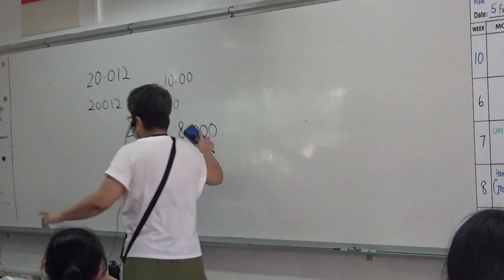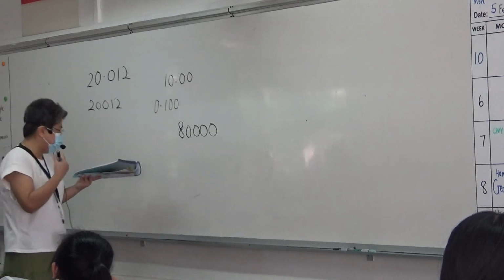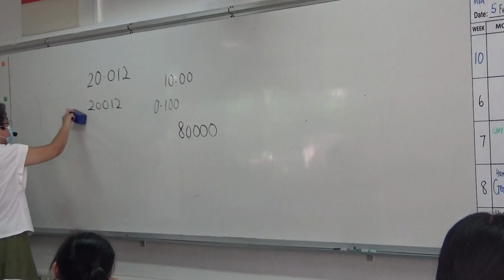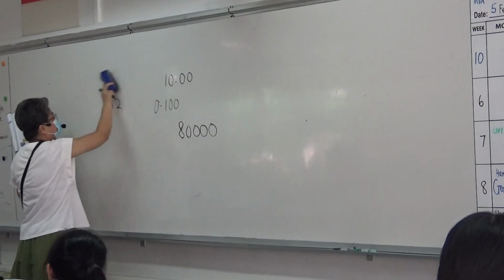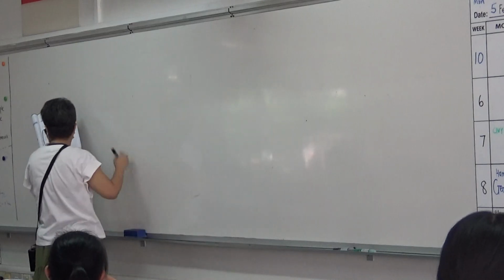Okay, now I want you to look at the board. I'm going to write on the board some numbers, and then you tell me how many significant figures there are. I don't want people to talk. This is an important thing.